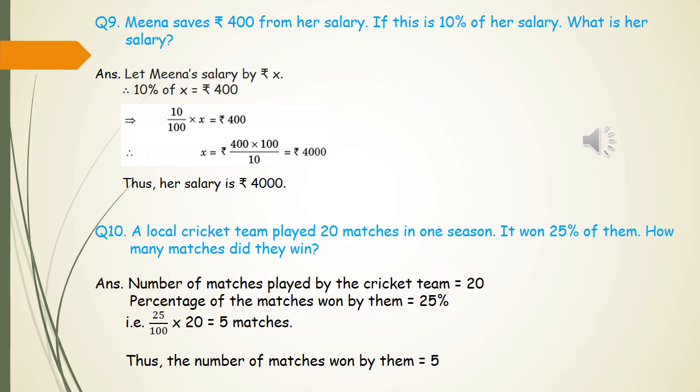Similarly, question number 10. A local cricket team played 20 matches in one session. It won 25% of them. How many matches did they win? So total number of matches is 20. 25% of 20 is 5 matches. So the number of matches won by them is 5.